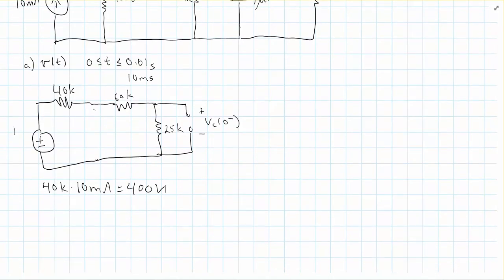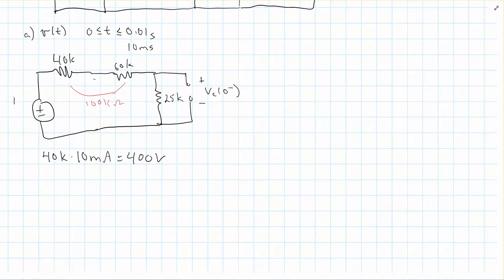Alright, so then we have to figure out what the actual V out is. Now, you could do all sorts of analysis here, but honestly, the easiest thing to notice is just doing a simple voltage division, because these two are in series, so if we combine these two resistors together, that's of course 100K. And then we just have a simple voltage division to get what the VC at 0 minus is, because that's in parallel with this 25K ohm resistor.